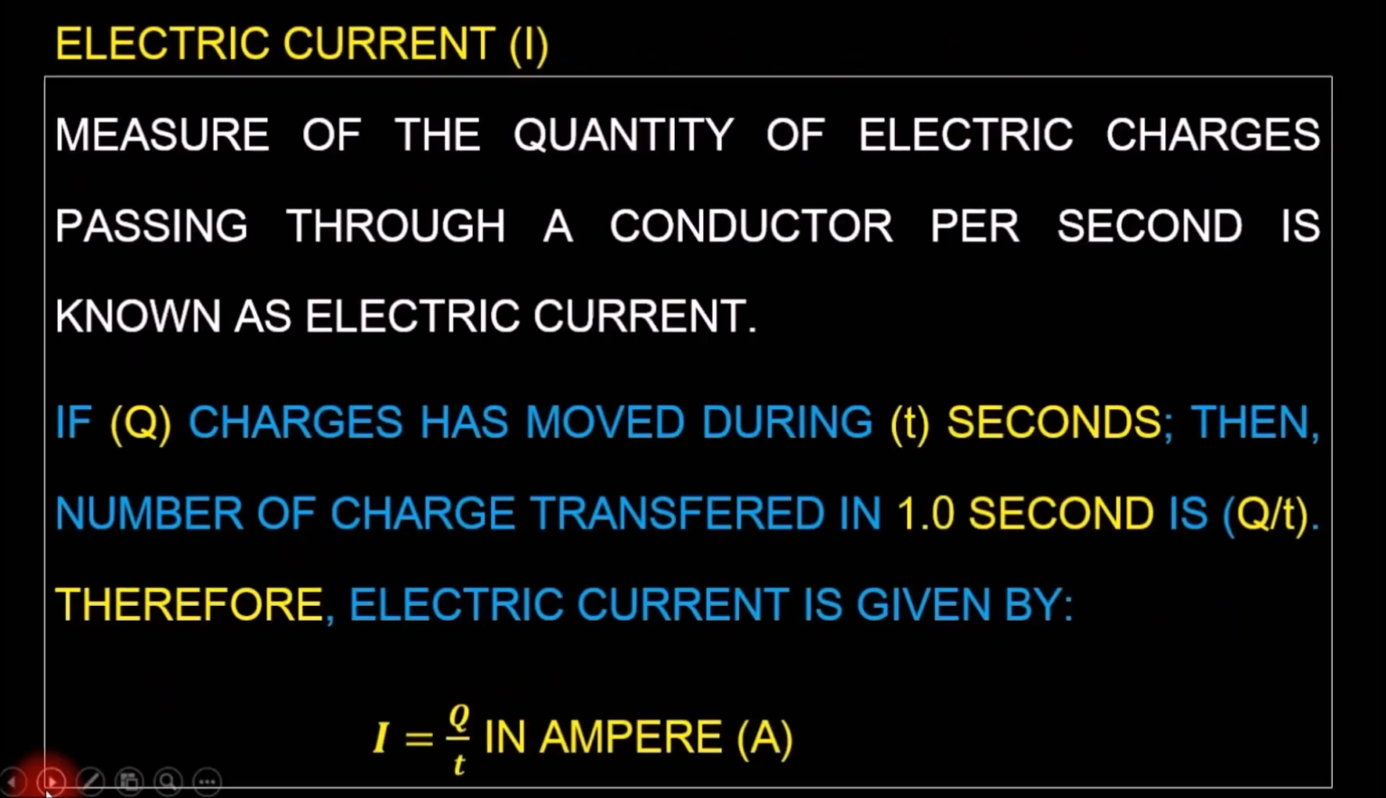Now let us see what we mean by electric current. The measure of the quantity of electric charge passing through a conductor per second is known as electric current. If Q charge has moved during T seconds, then the charge transferred in 1 second is Q by T. Therefore, electric current is given by I equal to Q upon T, and electric current is measured in ampere. The instrument used for measuring electric current is known as an ammeter.